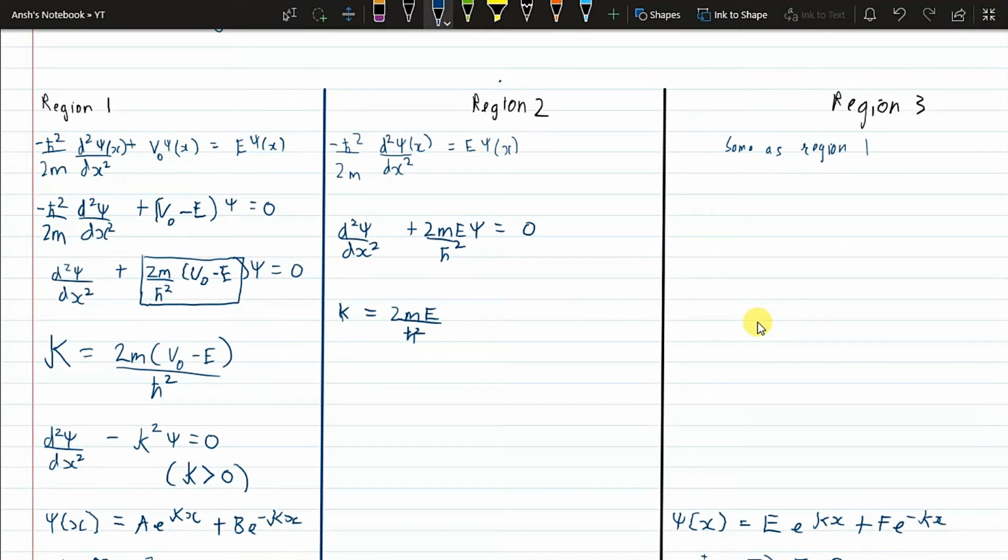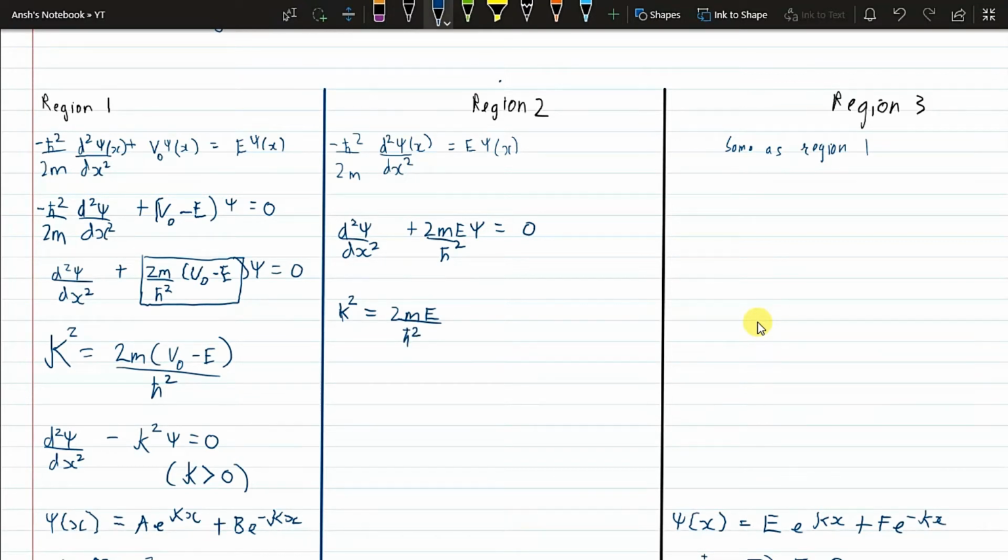h cut square. Sorry, I made a mistake in these substitutions. This is supposed to be kappa square, and I substituted for kappa square. You can check right here. And this is k square. Sorry, that was my bad.